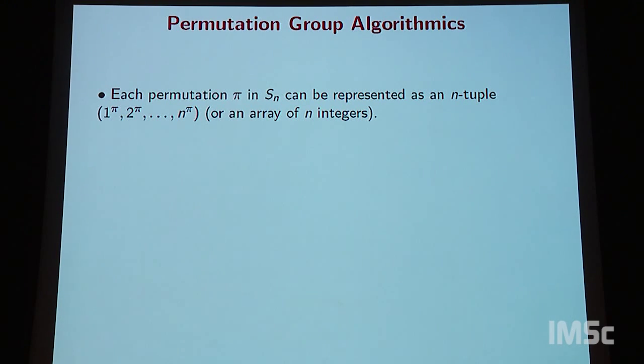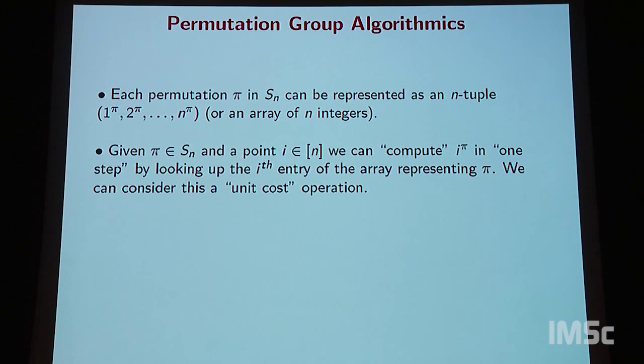And now let's discuss some algorithmics, things that I already told you about. How do I represent a permutation? Just as the n tuple of the images of 1 to n. So it's some reordering of 1 to n. Or if I want random access, I can also think of it as an array indexed by 1 to n. Sometimes that's useful when you're writing programs. And I will think of applying a permutation to a point as one step, one operation.